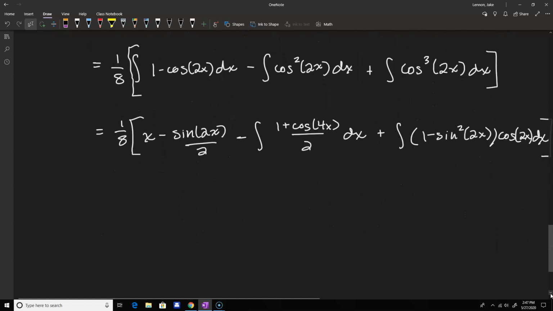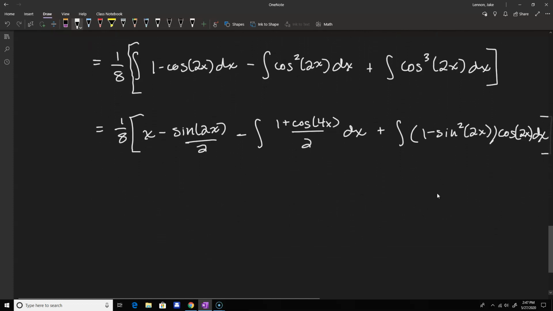So let's go ahead and integrate. Again, there's a lot of stuff to do all at once. So really what we want to do is figure out this last integral. So let's go ahead and do that. So let u equal sine of 2x. So then du is 2 cosine 2x dx. So we can replace cosine 2x dx with du over 2.